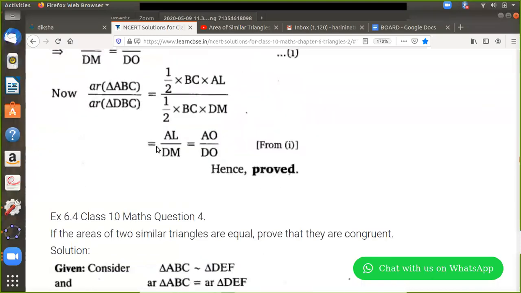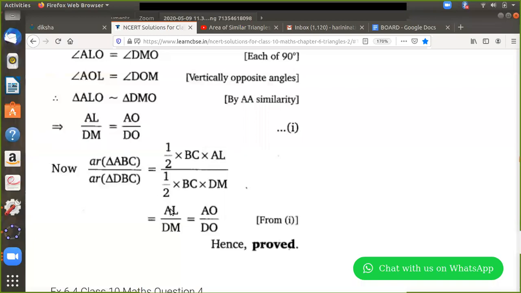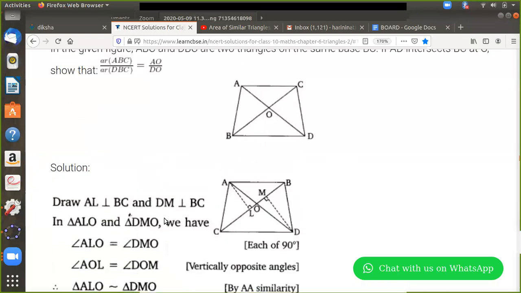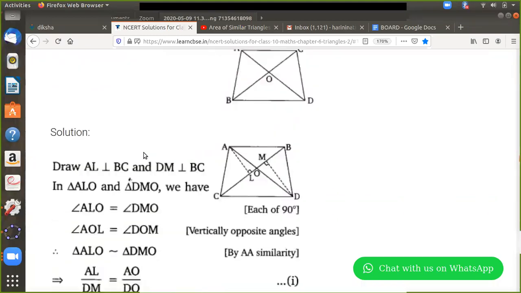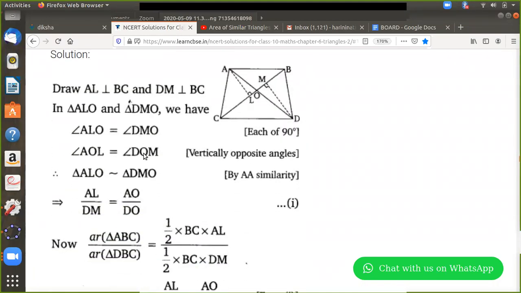I got my area of triangle ABC by DBC as AL by DM, which I substitute as AO by DO. That's why I put this as equation 1. So from 1, I just removed the AL by DM, and in its place I put AO by DO, and hence I could get what I want. I want only AO by DO. Clear? Yes, ma'am. Any doubt?